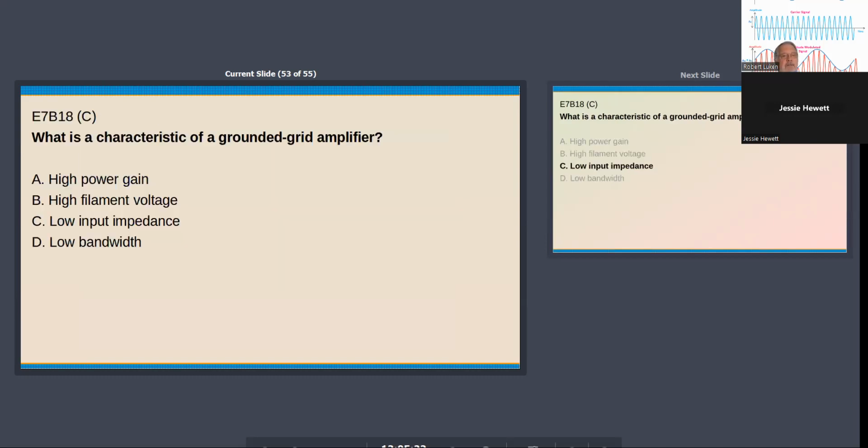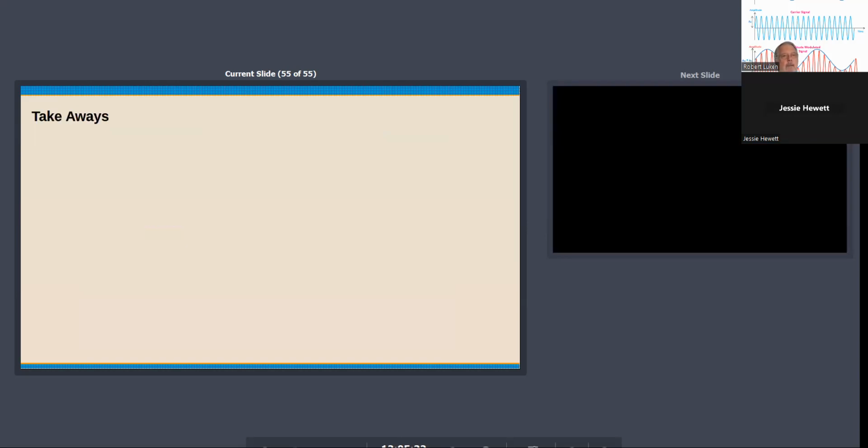So what's a characteristic of a grounded grid amplifier? Oh, important case. Okay. Any amplifier questions? Did I read that word? I'm good.